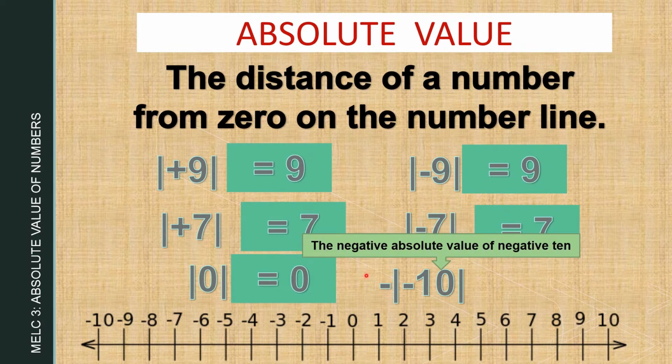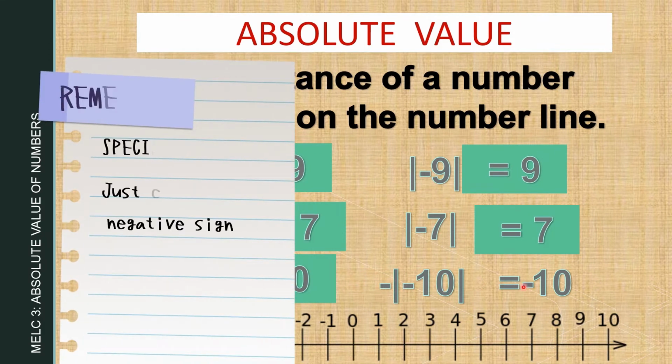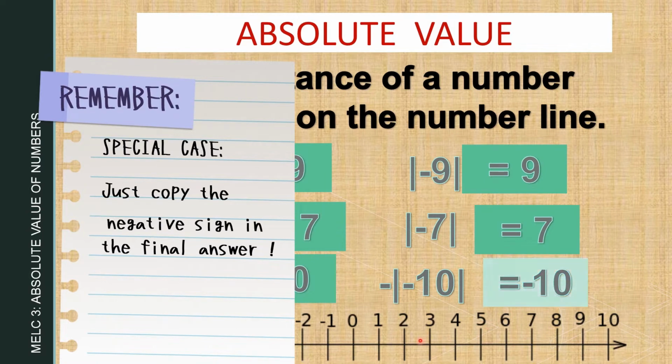So again, we read this as the negative absolute value of negative 10. Okay, so there is a negative sign outside. You read it first. Again, this is the negative absolute value of negative 10. So the absolute value of negative 10 inside, you know that it is already 10. So the distance of negative 10 from 0 is 10 units. But since there is a negative sign outside, you simply have to copy it to affix the negative sign on the final answer. So our final answer is negative 10. Are you following? Very good.